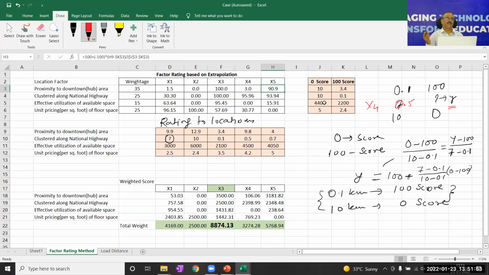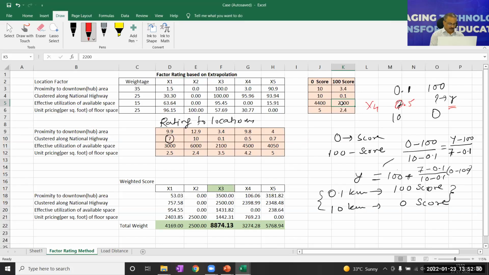So for every 10%, it will drop by 220. So from a value of 2200 at 100, if it has to come to 0, what will be the rating or what will be the space? It is 4400. So 4400 of space will be given a rating of 0 and 2200 will be given a rating of 100. And now you have the space for the area of each of the facilities given in exhibit number 6.